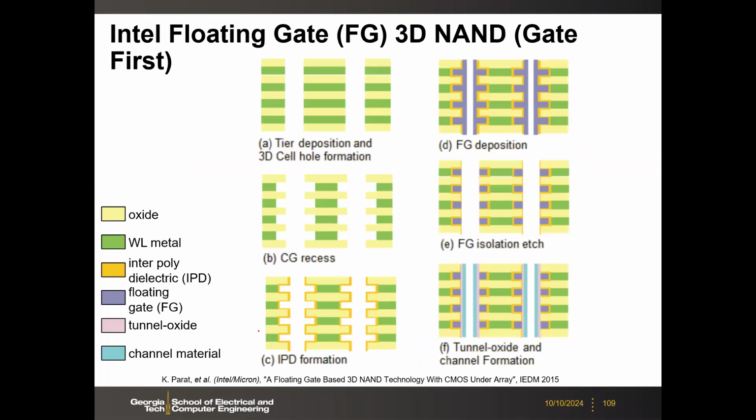So here is another slide on Intel's flow, because I said earlier that Intel, before they stopped the memory business, at least 2 or 3 years ago, still used this floating gate process. This is a gate-first process. I'll skip the details. You can look at the flow, which goes from here and then to here. Okay.